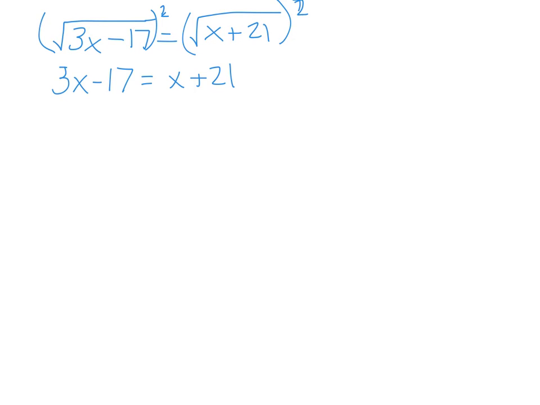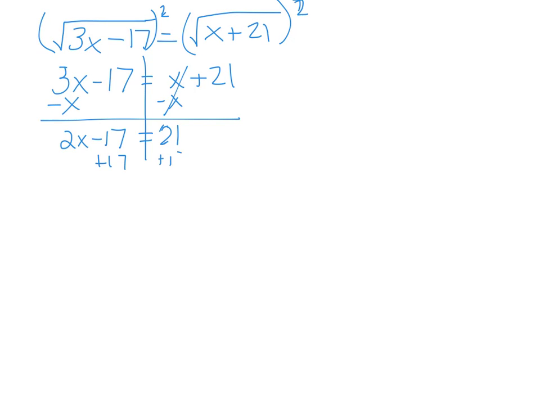We want to get x by itself. Let's move the x. So we've got 2x minus 17 equals 21. We have to get rid of that minus 17, so we're going to add 17. So 2x equals 38. Divide by 2. And x is 19. So let's check our work.